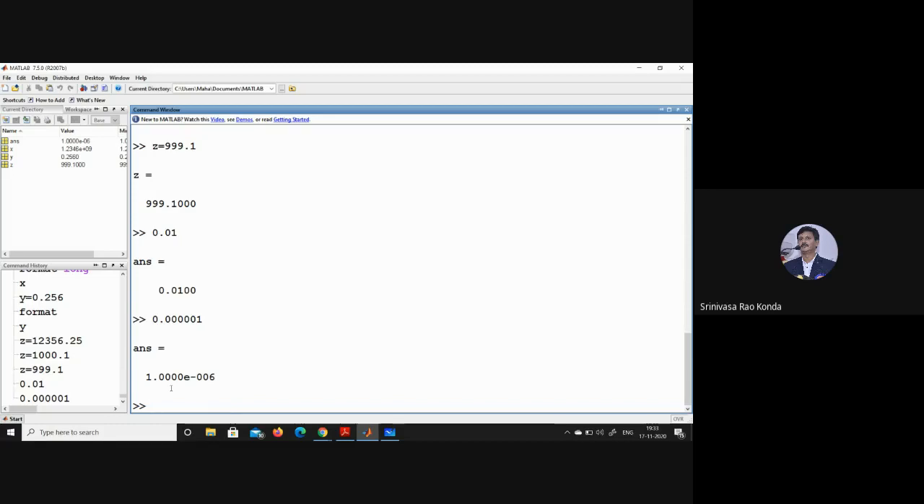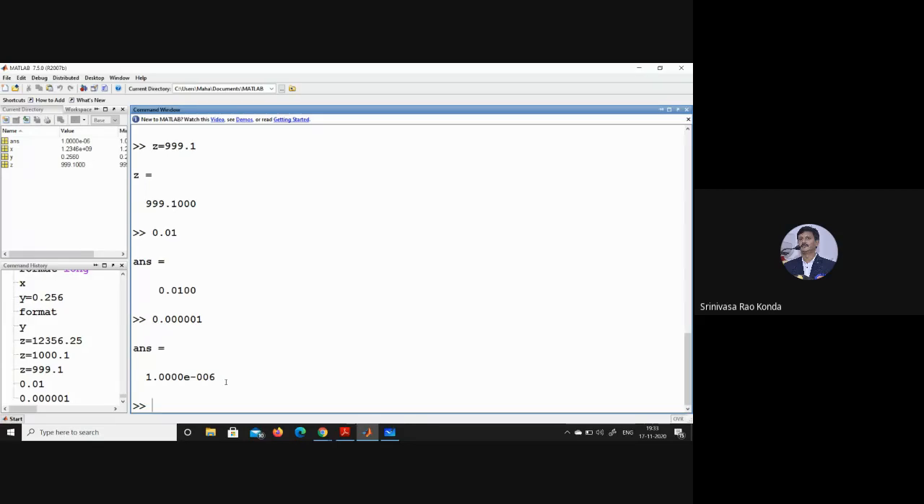Don't worry, don't get confused about this notation. Whenever MATLAB displays the value like this, we have to take it as 1 into 10 to the power of minus 6. If you want to know the exact value, that is exactly the same as the previous value. No doubt. Okay. 1 into 10 to the power of minus 6, that is 0.000001. There's no doubt. Suppose if you feel this is not the correct value, you use the format line and you see the exact value. That's it. Okay. This is about formatting of numbers in MATLAB.